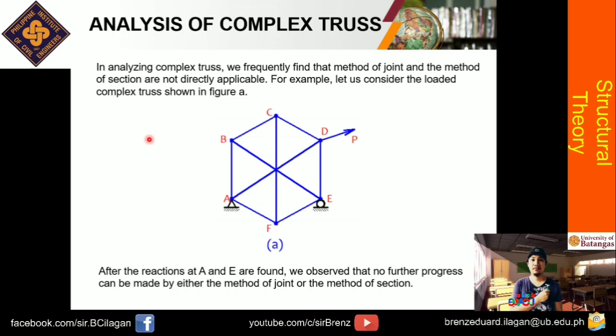Now, the only thing that you can do here is because of this external applied load P, masosolve mo yung mga reaction dito sa A and E. So kapag ganito yung scenario guys, kahit mag-method of section ka dyan, wala tayong mako-compute. Okay? So basahin natin. After the reactions at A and E are found, we observe that no further progress can be made by either the method of joint or the method of section. So kapag ganyan yung case, therefore this is classified as a complex truss.